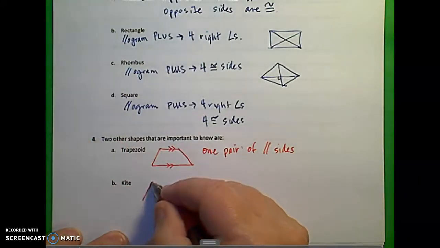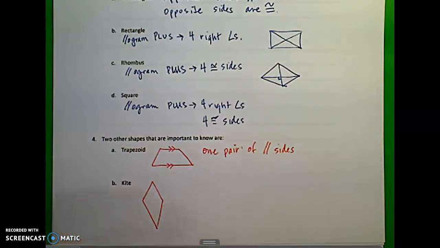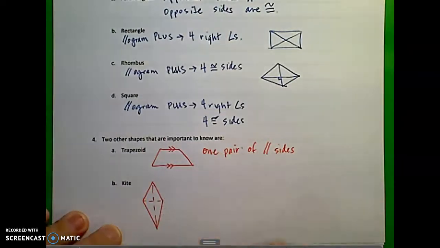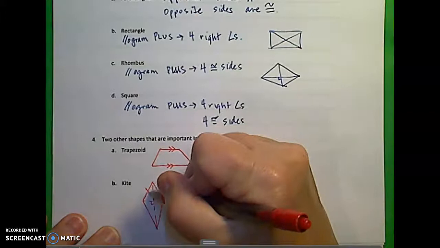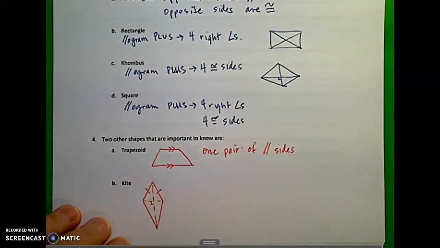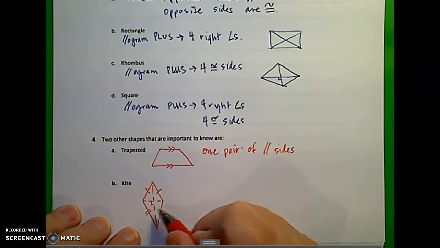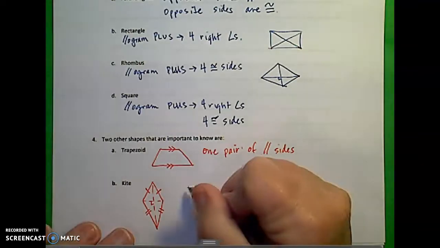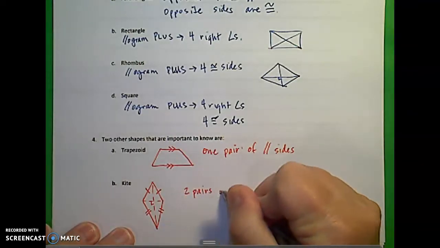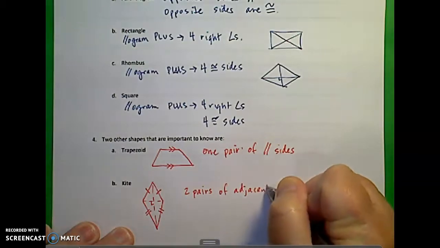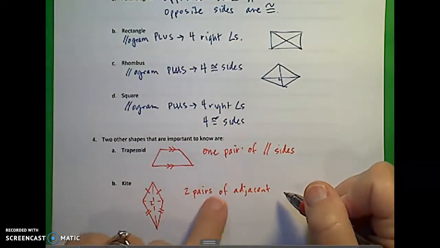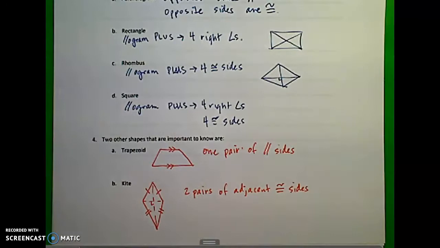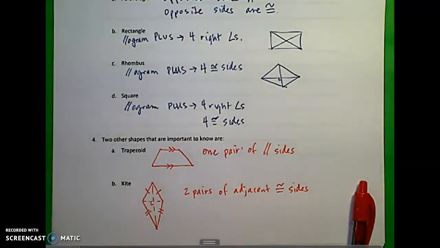The kite is a little more special than the trapezoid. The kite, in a way, looks like a rhombus, and it does have perpendicular diagonals, but it has 2 adjacent sides that are congruent, and another set of 2 adjacent sides that are congruent, but different lengths than the first pair. So 2 pairs of adjacent congruent sides, and adjacent means right next to each other. And a few other things, but that's the main thing we're interested in.